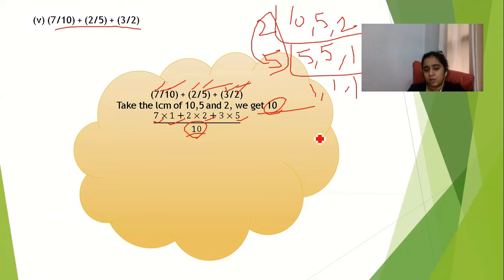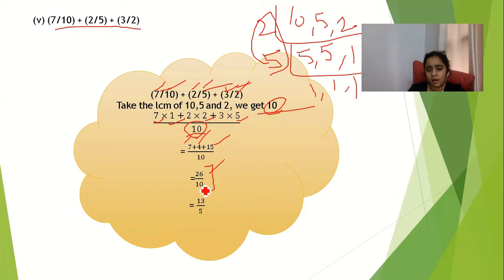So I will apply the BODMAS rule here. First we will solve the multiplication, and whatever answers we get, we will add those numbers with each other. If I multiply 7 by 1, I will get the answer 7, and 2 multiplied by 2 equals 4, and 5 multiplied by 3 equals 15. Now I will add these numbers with each other. If I add 7 plus 4 plus 15, I will get the answer 26, that is 26 upon 10. So my answer would be 26 upon 10.